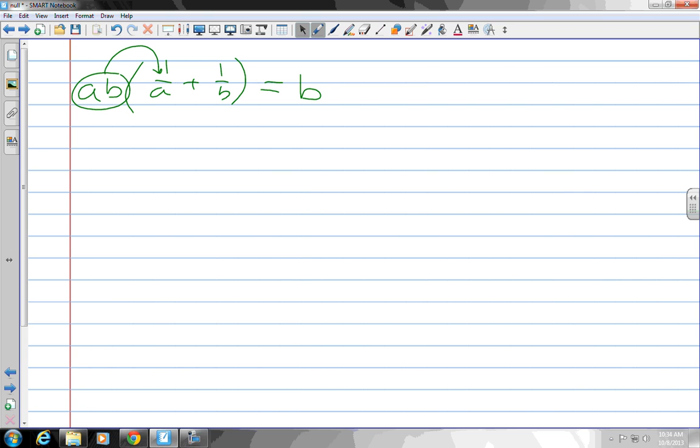So B times whatever the numerator is. In this case, it's 1. So it's B times 1 is B. How about the next product? What will cancel? And what are you left with? A. All right. So that's it.